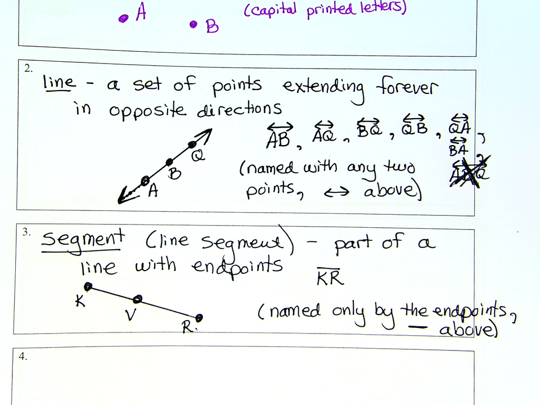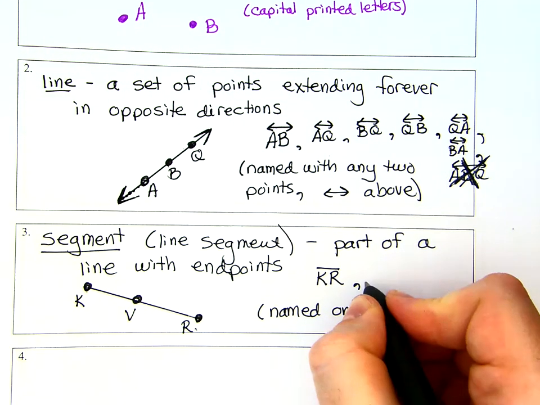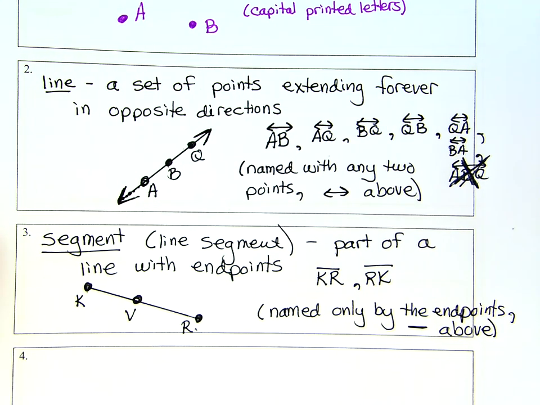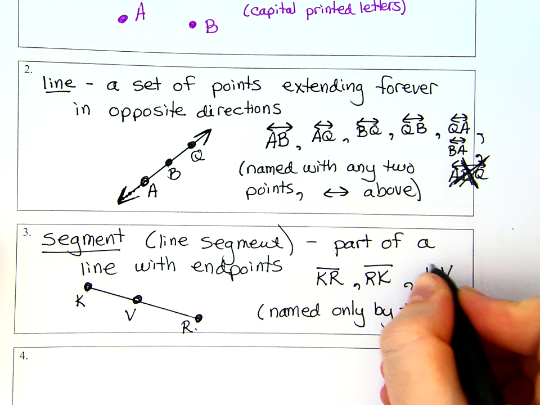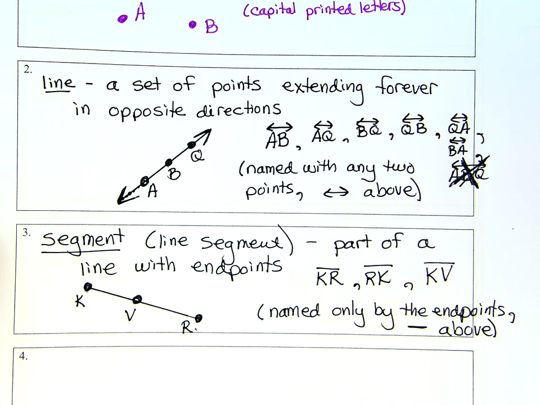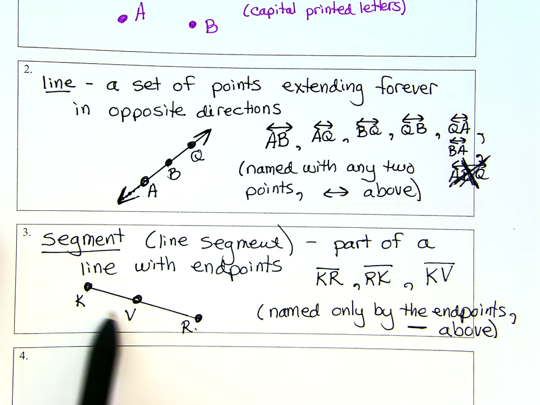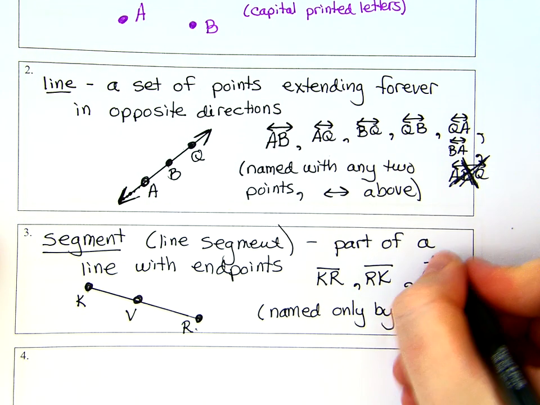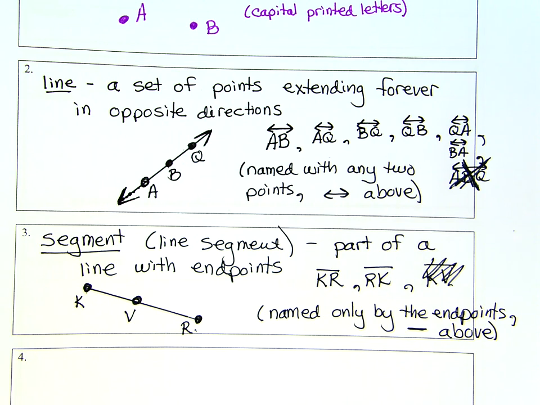There is another name. RK. RK, yeah, same thing Daniela just said. Could I also call it KV? If you do that, you're actually not talking about the whole thing. You're only talking about start here, stop here. That's not what I want. Not going to be okay. Can only use the endpoints. You with me on that?